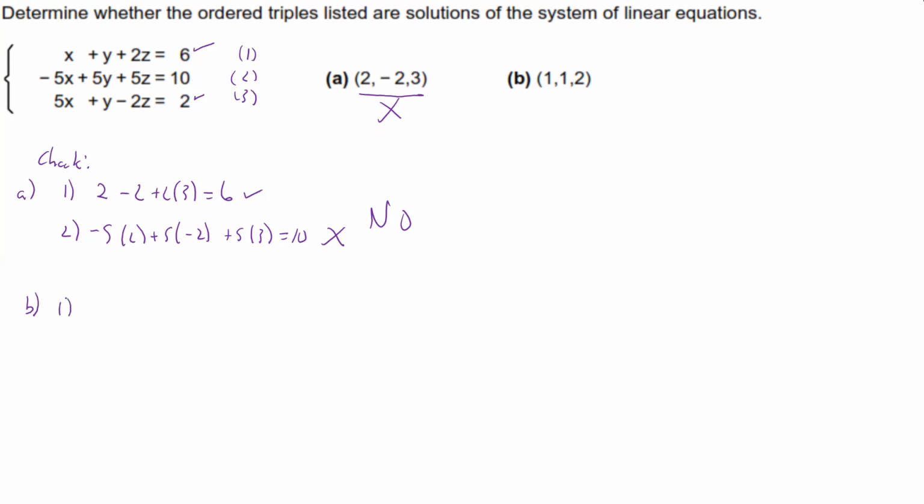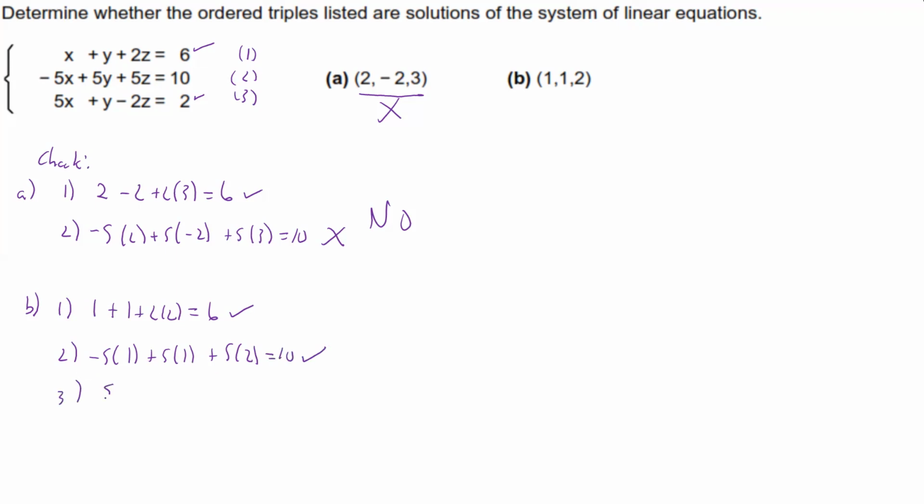All right, so let's do the same thing here. So we have 1 plus 2 times 2 is supposed to be 6. So that's 4 plus 2 is 6. So that works. Here we have a minus 5 times 1 plus 5 times 1, and then plus 5 times 2. Well, minus 5 plus 5 is 0. 5 times 2 is 10, and that's what it's supposed to equal, so that looks good.